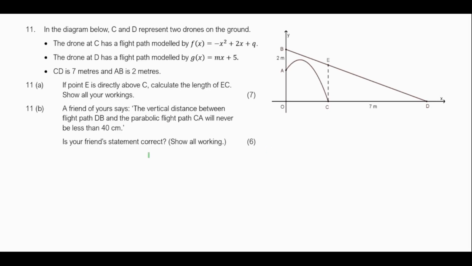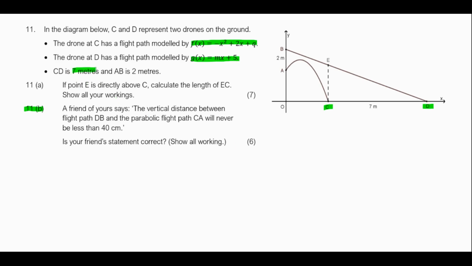Welcome back. Let's do question 11b. In the diagram, C and D represent two drones on the ground. The drone at C has a flight path modeled by f of x is equal to negative x squared plus 2x plus q. And the drone at D has a flight path modeled by g of x is equal to mx plus 5.